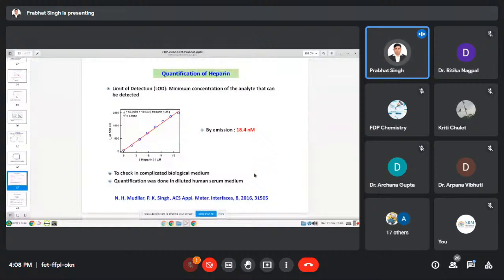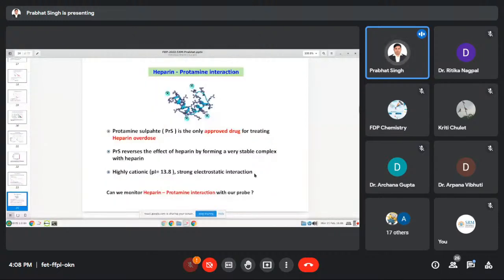Now there are some other aspects to this work. This is a talk which basically needs to discuss various aspects of absorption and emission spectroscopy, and what kind of information we can actually get out of these two spectroscopies. So this title I have put as heparin protamine interaction. Why? What is the need to study heparin protamine interaction?